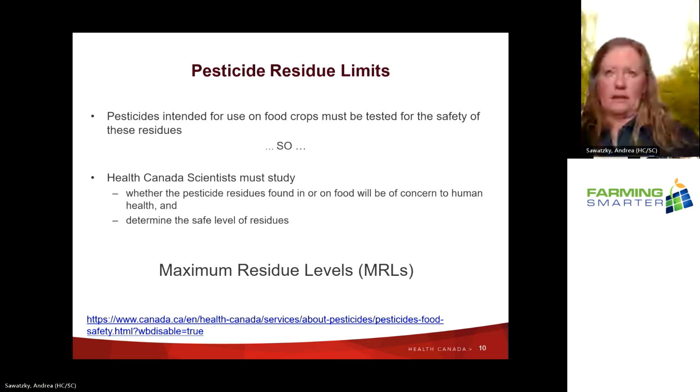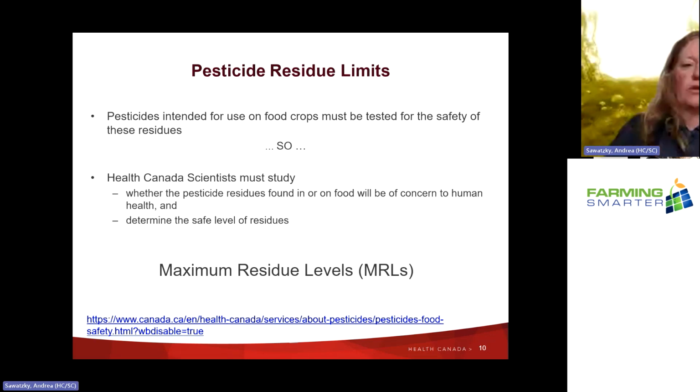So we know when you use a pesticide, it's there for a reason. You want to control a pest. Now the PMRA comes along and says, okay, great, you want to control the pest. We have to make sure that when you use something to control a pest, when we, the humans, Canadians, consume it, it's safe for us to consume. And that's what we call the maximum residue limits, or the MRLs. That's where they come into play.